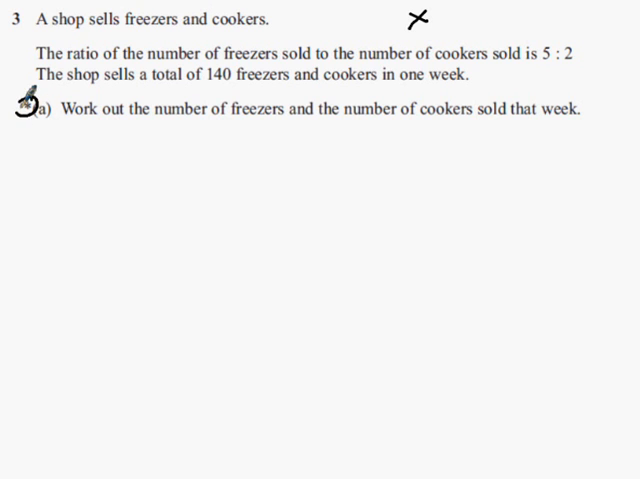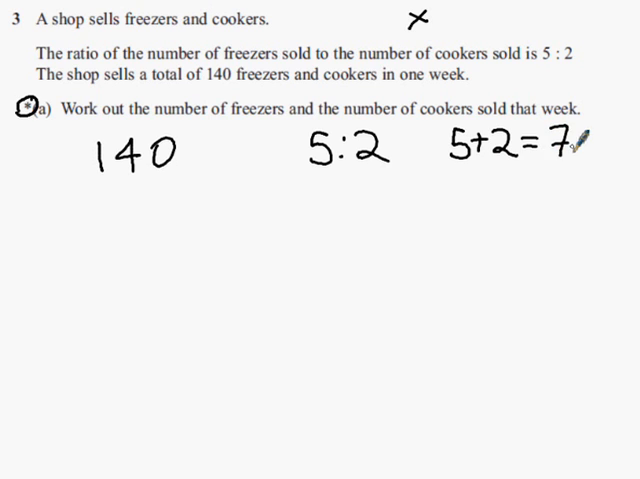Now, you might notice here the asterisk by the question, which means the examiner will be particularly looking at your mathematical communication. So work out the number of freezers and the number of cookers sold. Well, there's 140 altogether, and they're sold in the ratio of 5 to 2. I always think of these as parts, so 5 parts to 2 parts, which means there are 5 plus 2, 7 parts altogether.